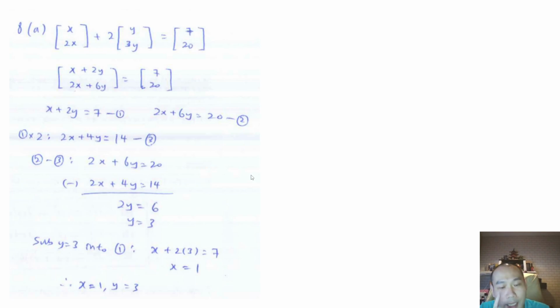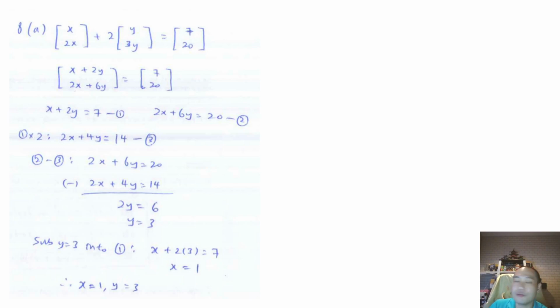Now, as with all attempts to solve simultaneous equations, I have to remind you, after we find y, please remember to go back and find x. So I substitute y equals 3 back into equation 1. You can substitute into 2 or 3, doesn't matter. So we have x plus 2y, replace the y with 3, equals 7. You work it out, x equals 1. And then finally, you can write down the final conclusion: x equals 1, y equals 3.